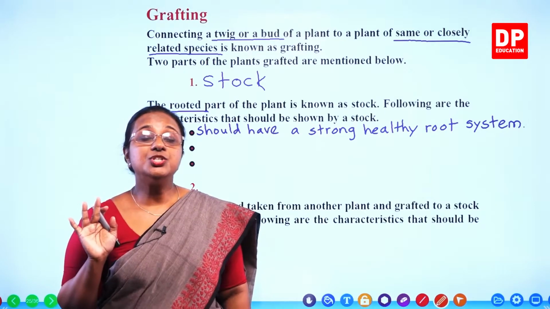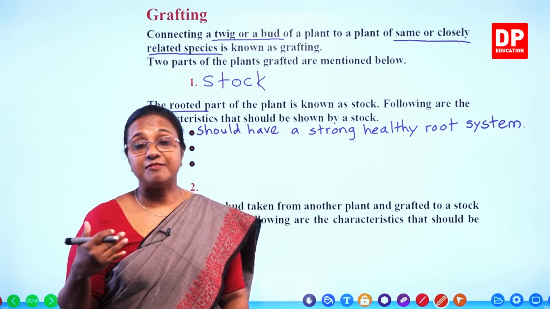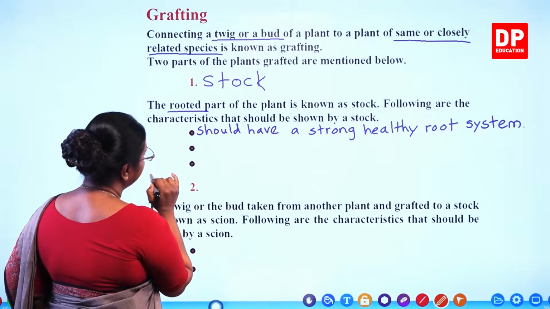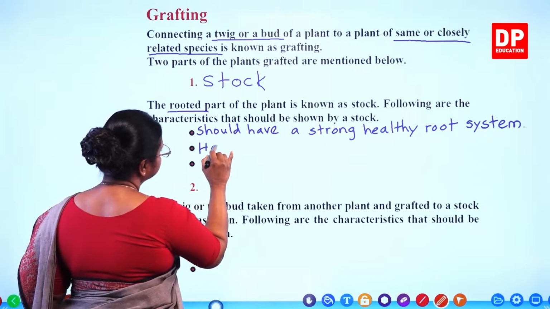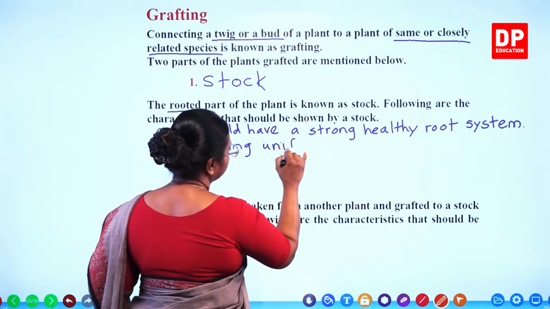And also it should show uniform growth, or the root system, the stalk should have a uniform growth. So that is the second characteristic, having uniform growth.